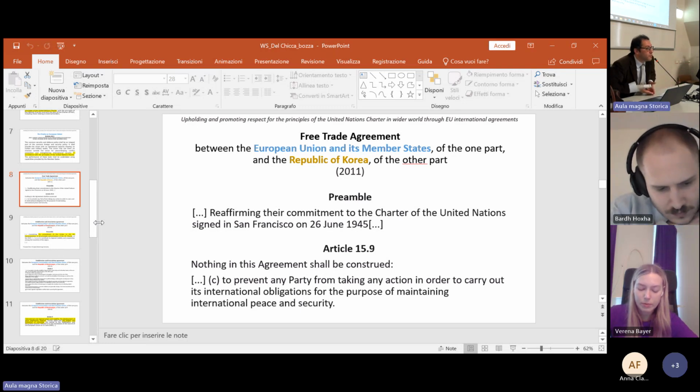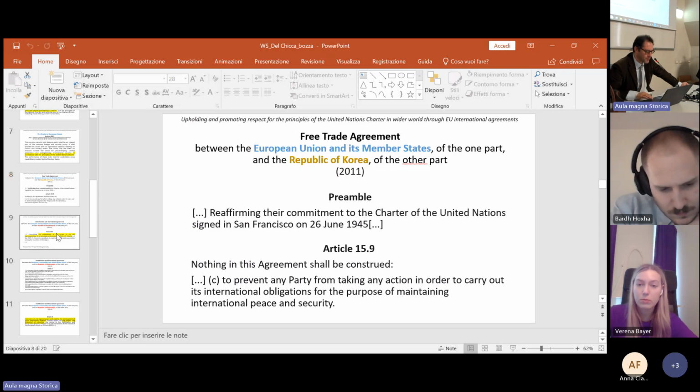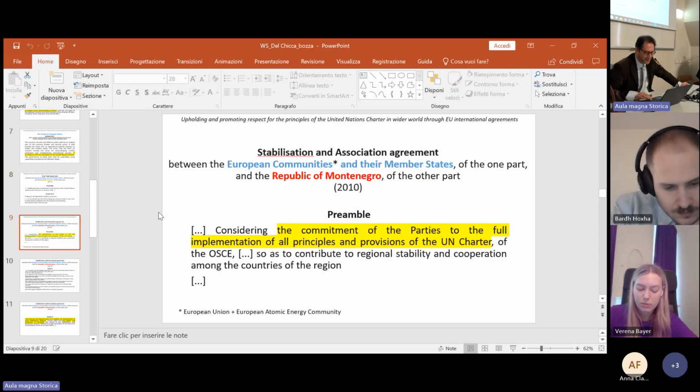So we have this rule, we have this principle. Why have the European Union and its member states and the Republic of Korea repeated it in some way? Okay. No question, no answer. No.